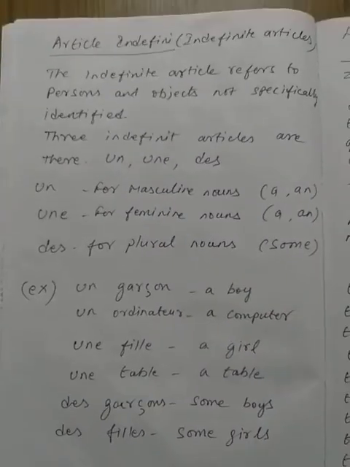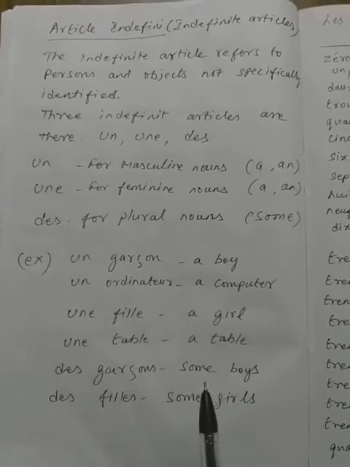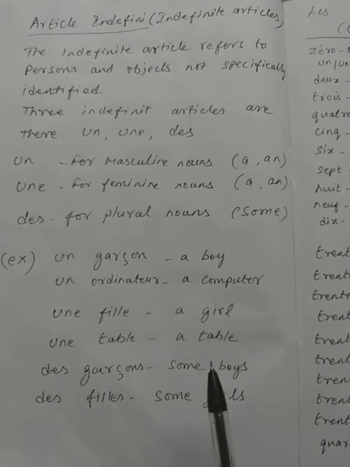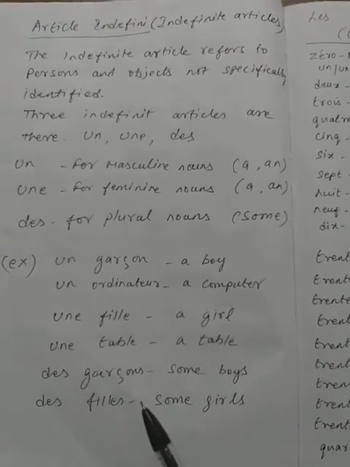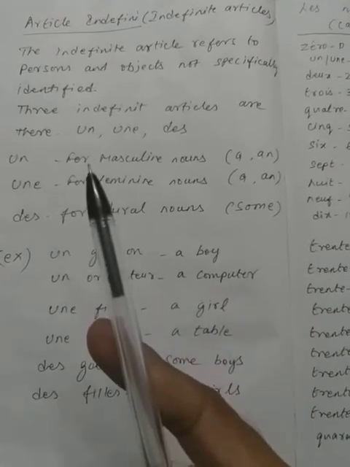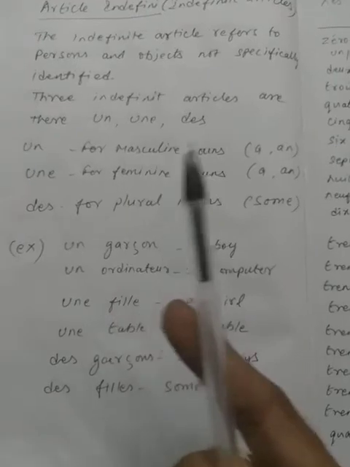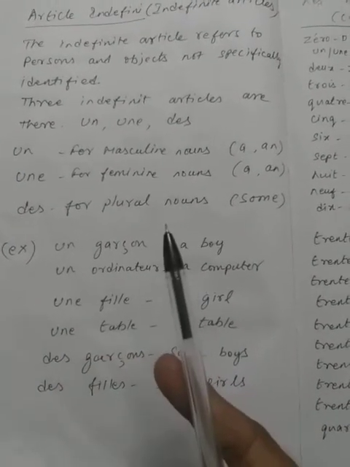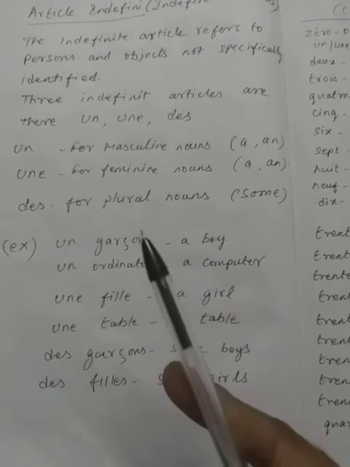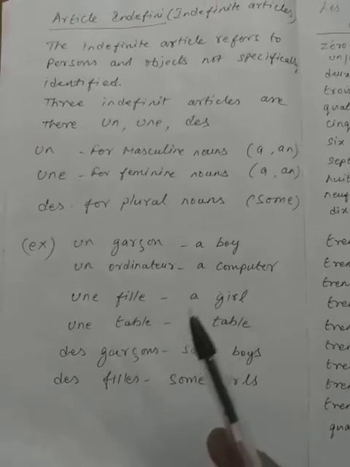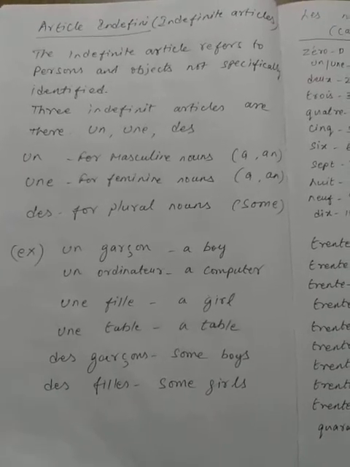We have already seen this in the grammar. These are the notes we saw before starting the lessons. I have posted this in the group also. You can go through it later. Already we saw this topic. Indefinite article refers to a person, object or thing not specifically identified. Three articles are there: UN, UNE, DES. UN for masculine, UNE for feminine, DES for plural nouns. Meanings and examples are given here, same as in the textbook, and described here in the grammar.